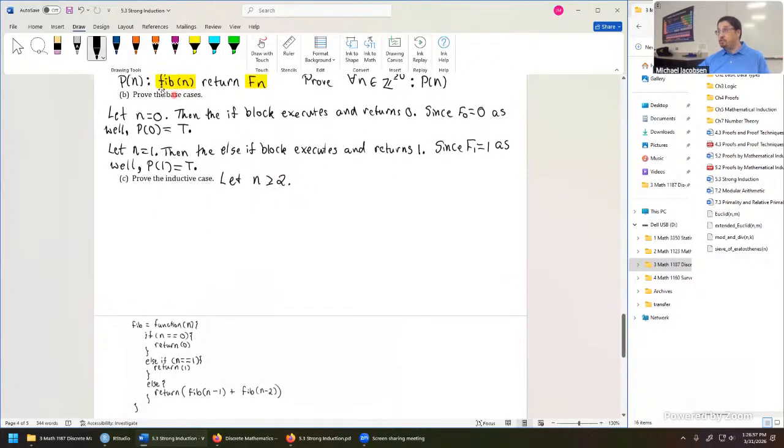So if n is greater than or equal to 2, we're going to make one major assumption. Assume that p at n minus 2 and p at n minus 1 is in fact true.